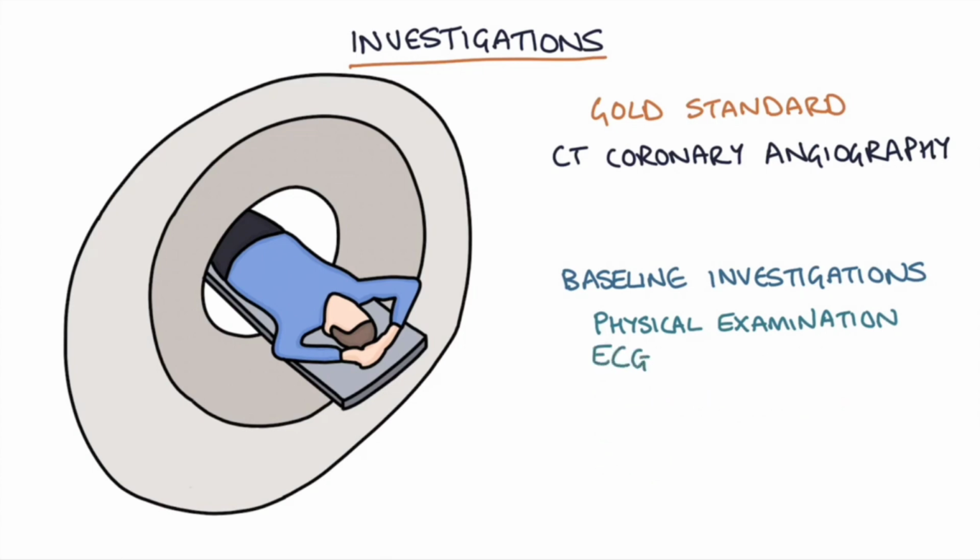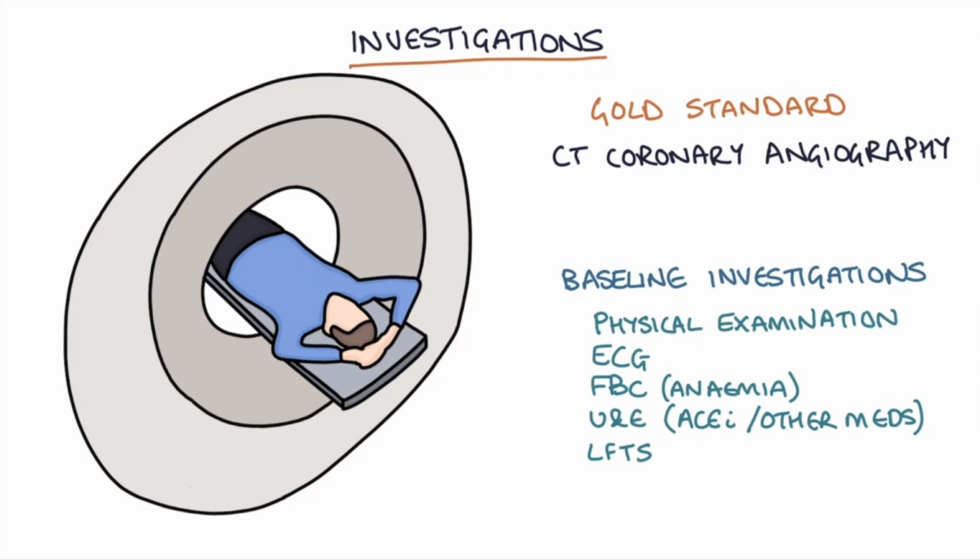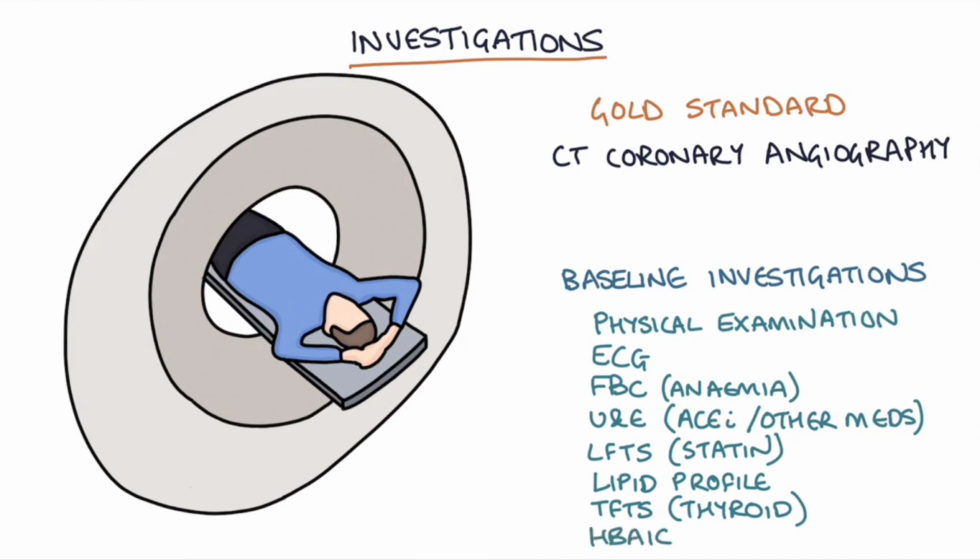It's worth doing an ECG on every patient as a baseline and to look for any old ischemic changes, doing a full blood count to look for anemia, checking U's and E's, which is useful prior to starting an ACE inhibitor and other medication, checking their liver function tests, which is useful prior to starting statins, doing a lipid profile to look at their modifiable risk factors from a cholesterol point of view, doing thyroid function tests, which is useful for checking for hyper or hypothyroidism, which can be linked to angina, and doing an HbA1c or a fasting glucose to look for diabetes.